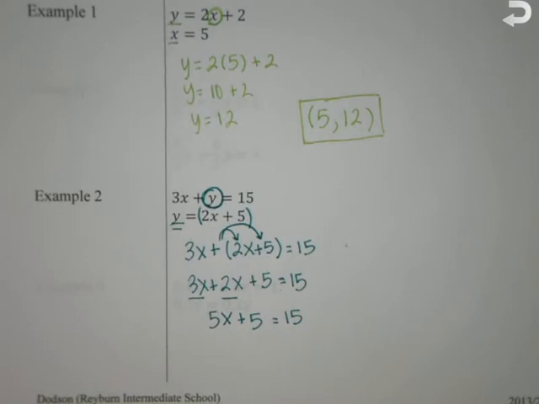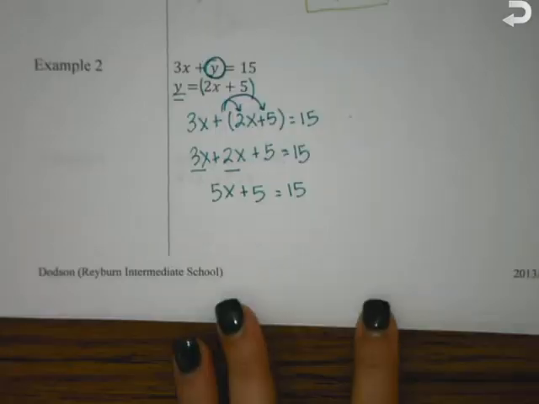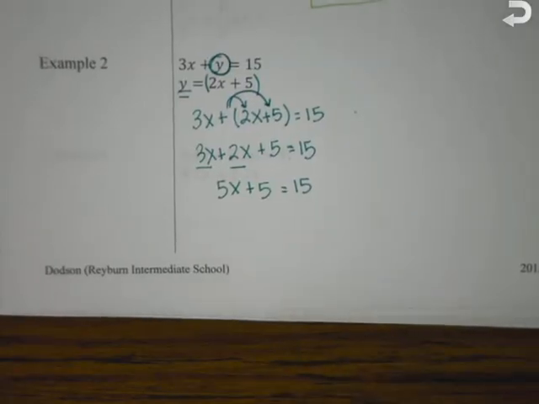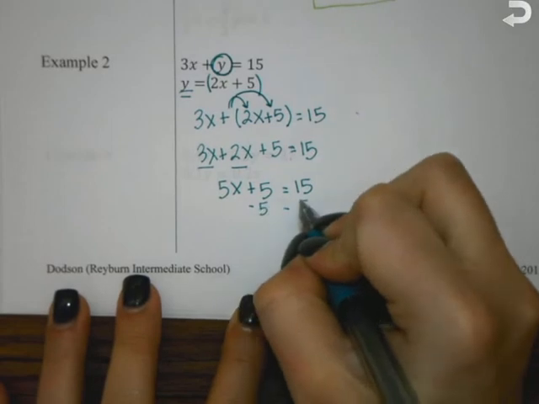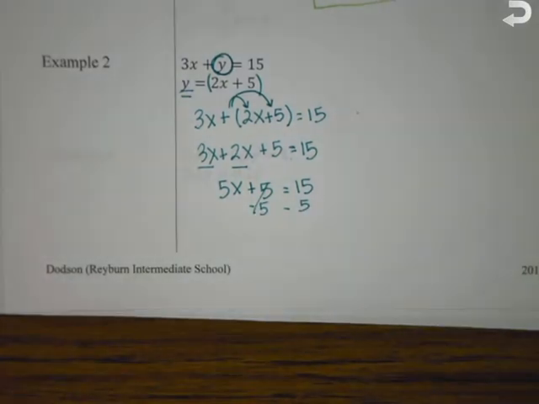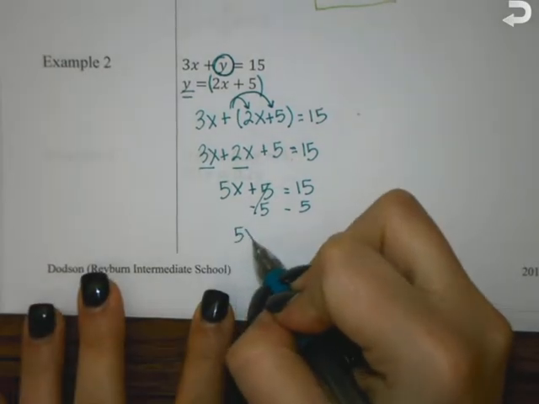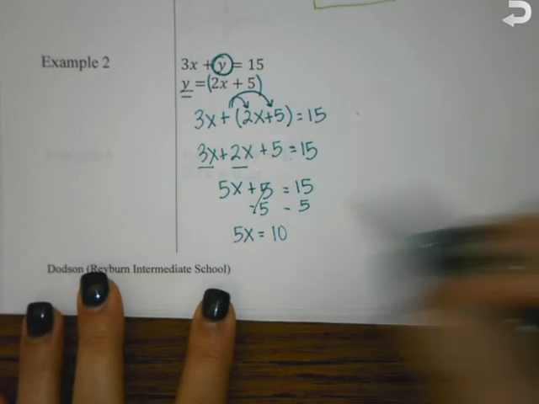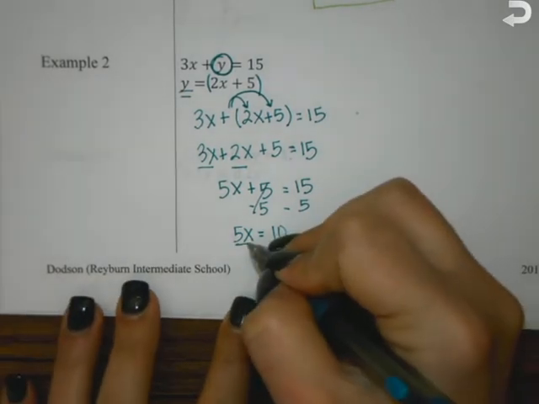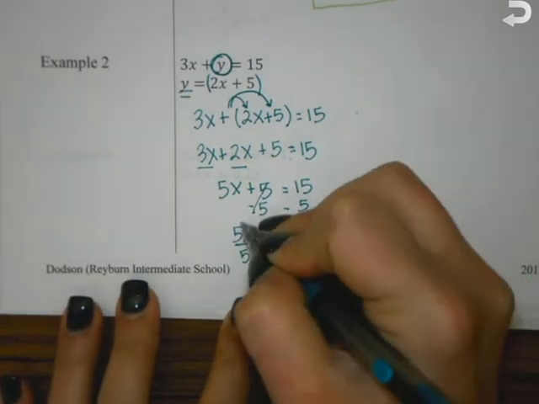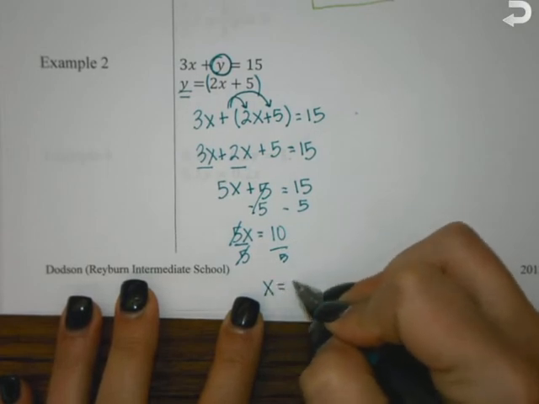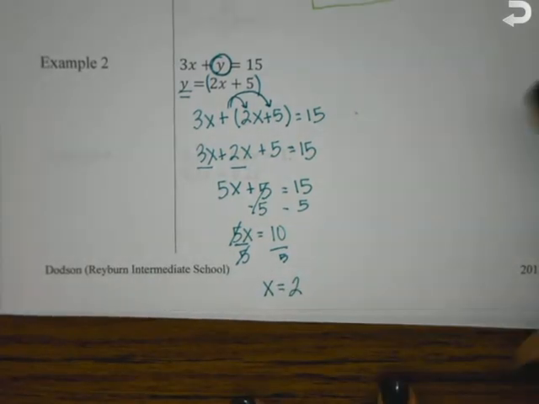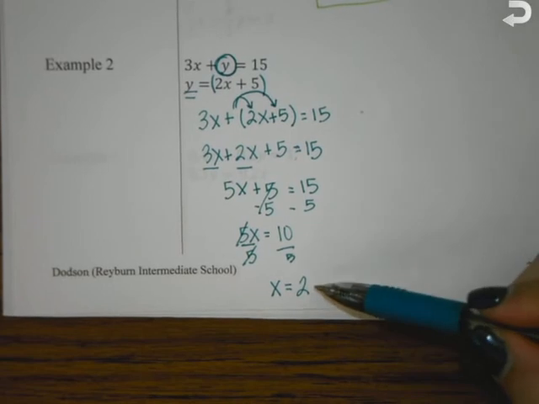I'm going to scooch it up now. What would you do next? Divide. I can't divide until I subtract 5. Remember, when you're solving, you do order of operations backwards. So you add and subtract first. So this gives me 5x equals 10, and then to solve for x, then you divide by 5. So you get x equals what? 2.